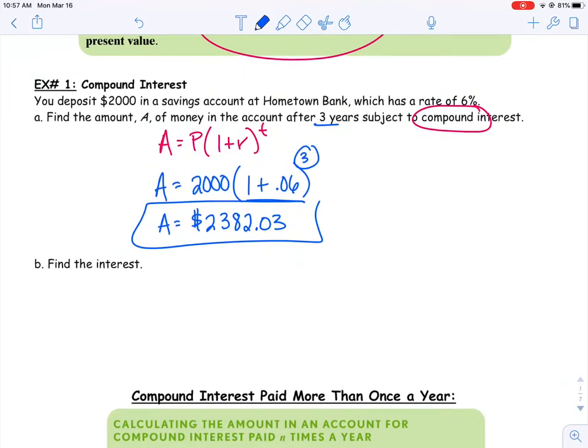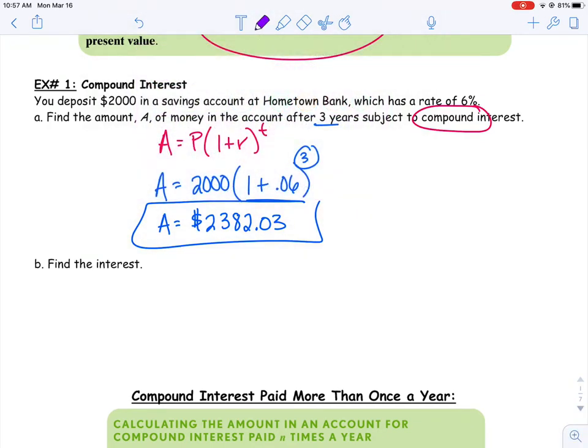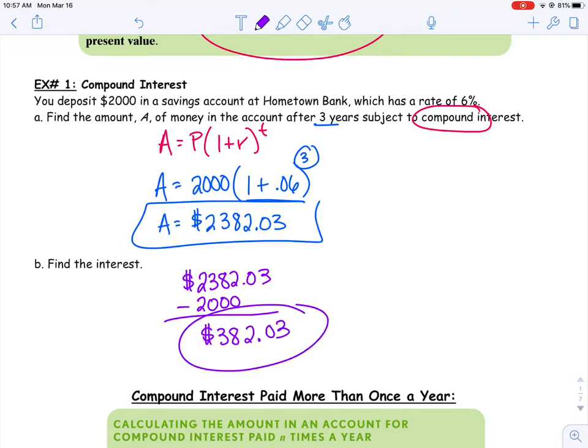So part B asks us then, what was the interest that we did earn? In order to figure out the interest that we earned, we're going to take our future value, our ending amount, and subtract out how much we originally put in the account, which is $2,000. That tells us that we earned $382.03 in just interest. That's pretty good. Almost $400 in interest as long as we put that money in the account and leave it alone for 3 years.